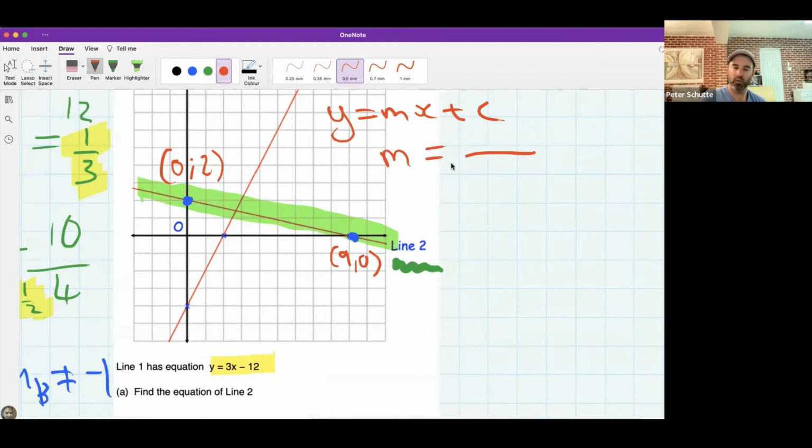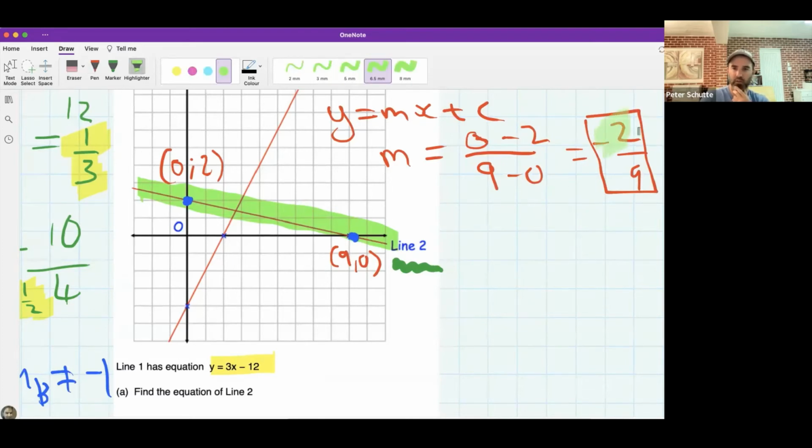So what do we have? We can say 0 minus 2, and then we can say 9 minus 0, which gives us minus 2 over 9 as our gradient. And in previous lessons, we said, well, once we've got the gradient of a line, all we need to do is put that gradient into the standard form.